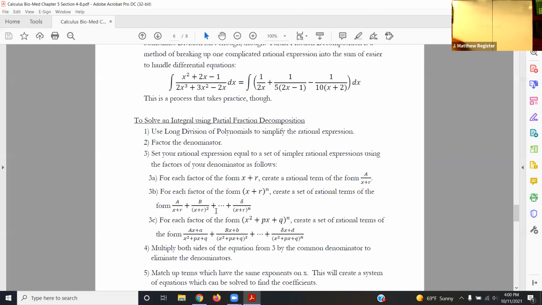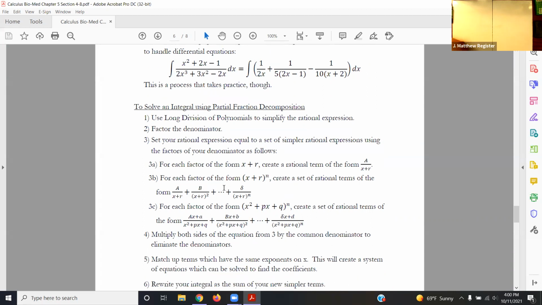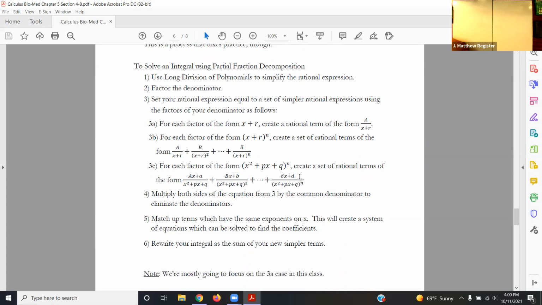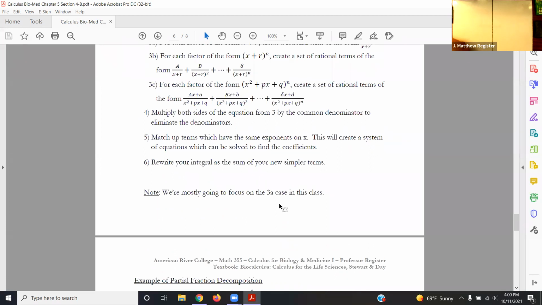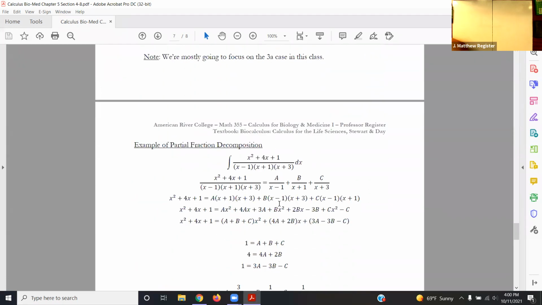From there, your goal is going to be to figure out what your coefficients actually are, so what the A, B, and C and all of those letters are actually going to be. And once you've figured that out, we can then integrate. Note, we're mostly going to focus on the easiest cases. And I believe your book does that, and I think the homework does that as well. I don't think we have any of the monstrous problems.